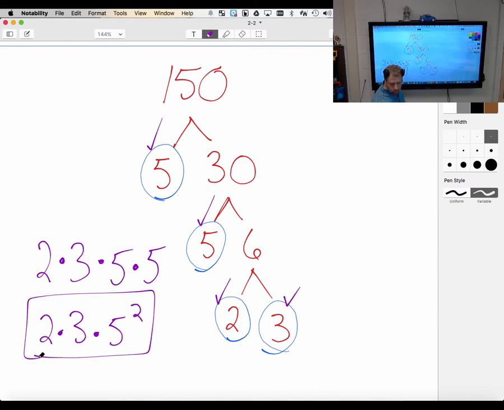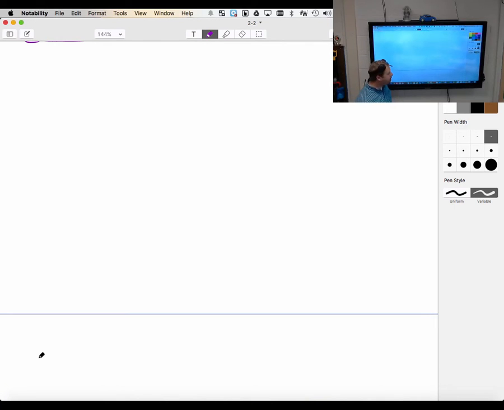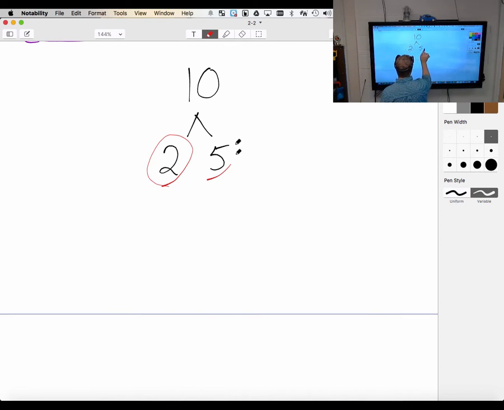What if you just found 2 prime numbers right off the bat? Okay, give me an example. What do you think would be an example of that? 10. Perfect. 10, 2, and 5. Hey, I'm done. So we write it as 2 times 5. That is the prime factorization for 10. You can go straight to the exponent notation. That would be fine.